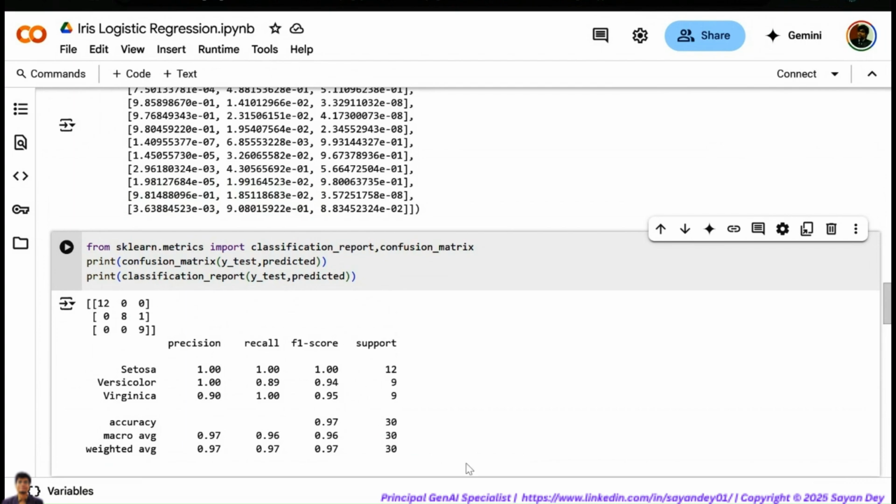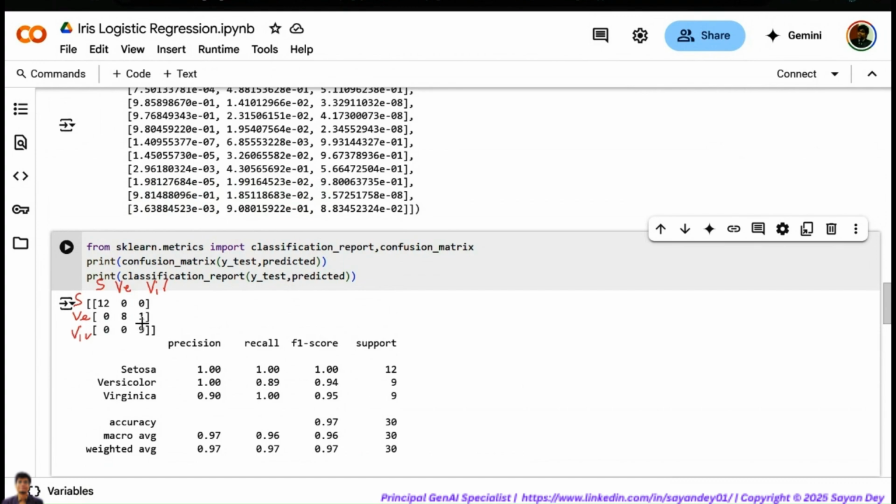So you can see that, let me write it down. This is setosa, this is versicolor, and this is virginica. Remember, along the columns we have the predicted values, and along the rows we have the actual values. This is the order in which the data will be presented once again.